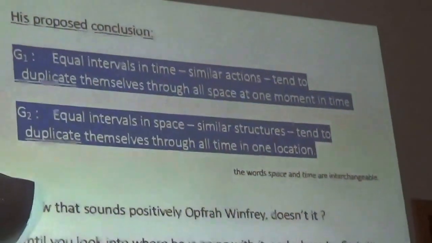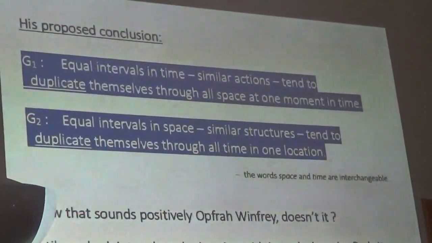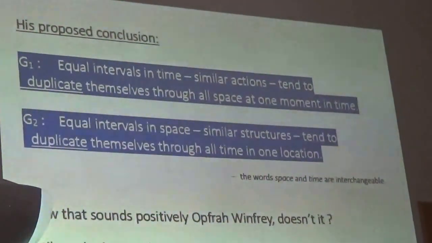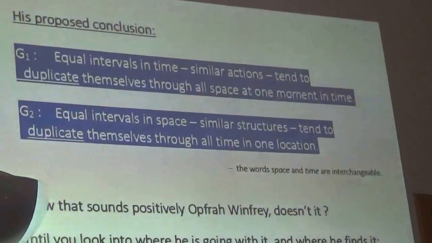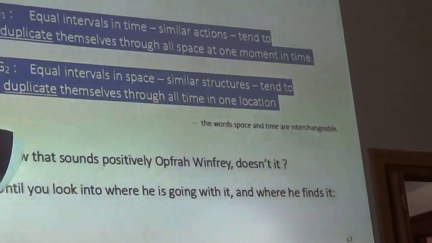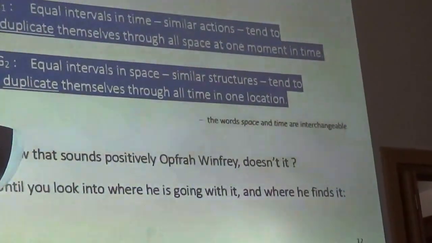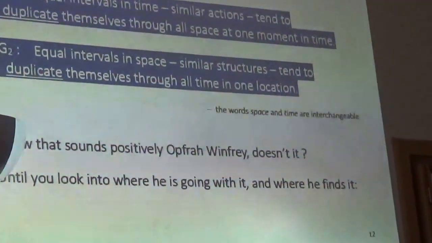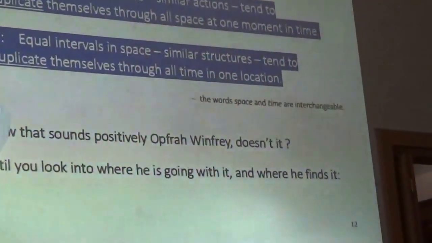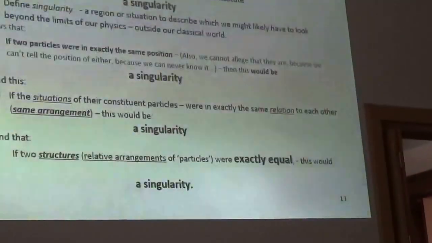His final conclusions, his axiom, conclusion and not axioms, conclusion: equal intervals in time and similar actions tend to duplicate themselves through all space. Equal intervals in space, similar structures tend to duplicate themselves all through all time. Well, the words space and time are actually interchangeable. That sounds like what Oprah Winfrey would call woo-woo, doesn't it? Now, have a look at where he got it and what he's going with it.